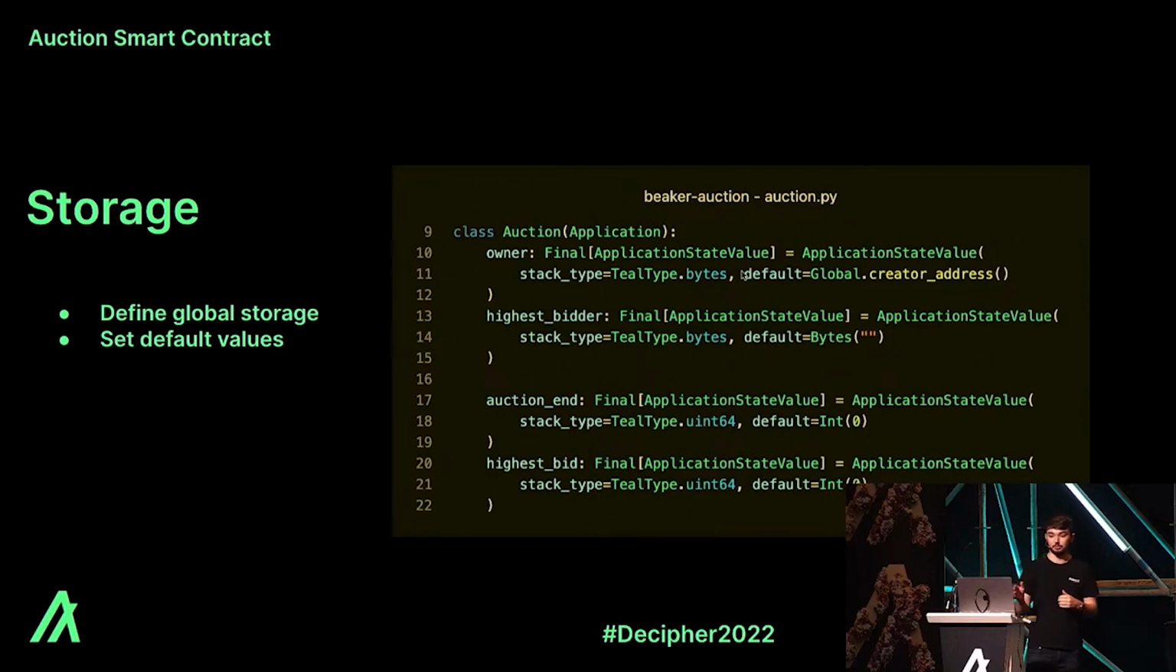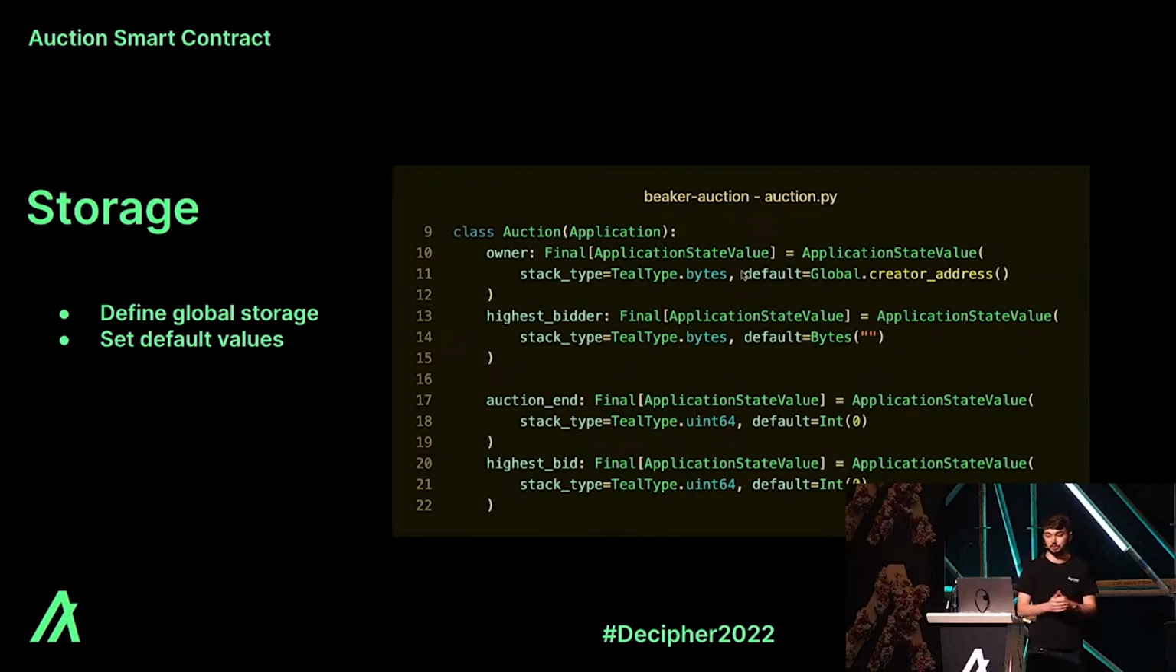And then for both of these, we're defining our default values. The default value for our owner is just going to be the creator of the application, so Global.creator_address. And then the highest bidder is just going to be an empty string, because when we create the application, there's going to be no bids, so we want to use an empty string to signify that there's no bids.